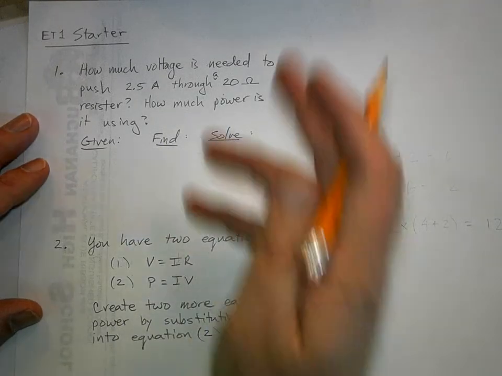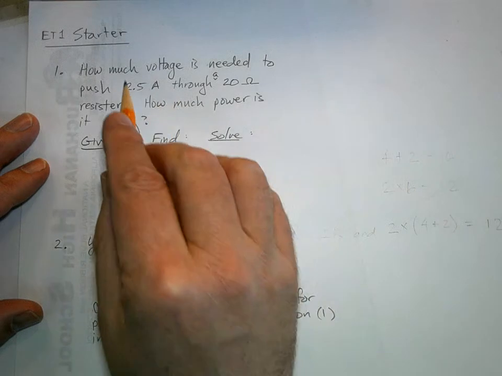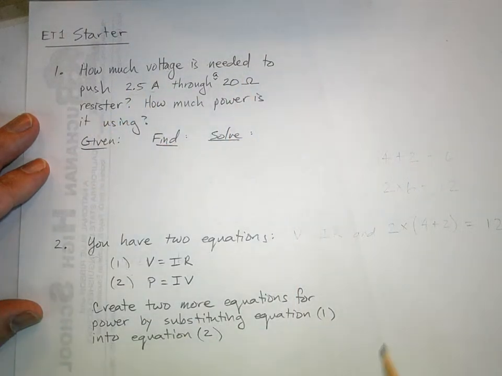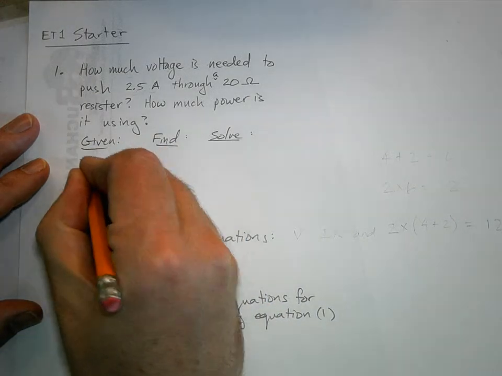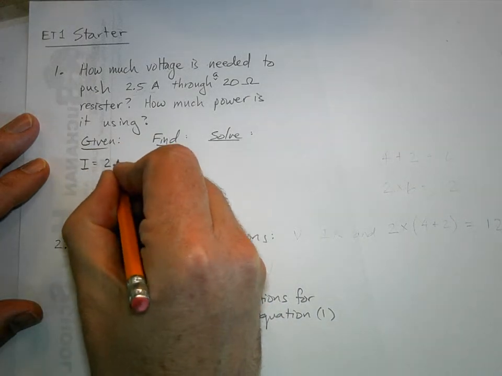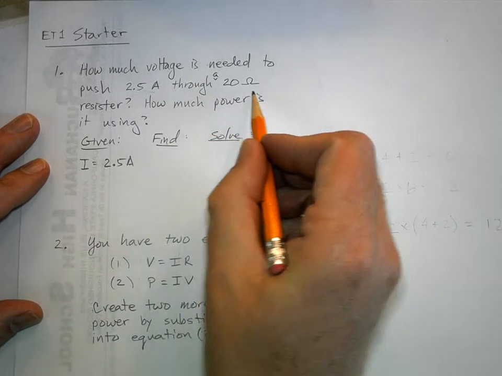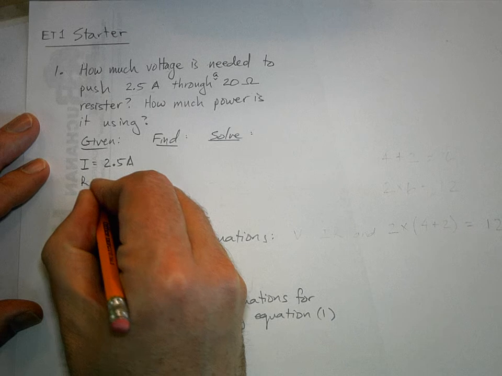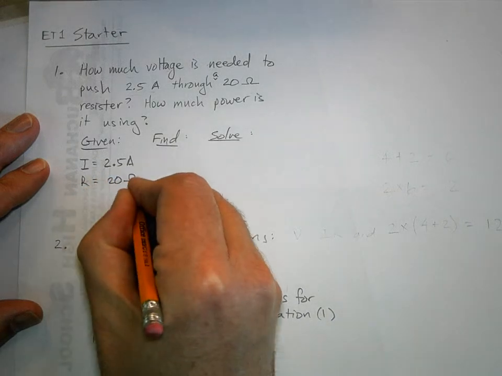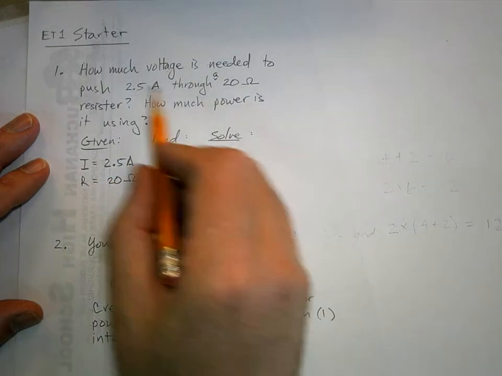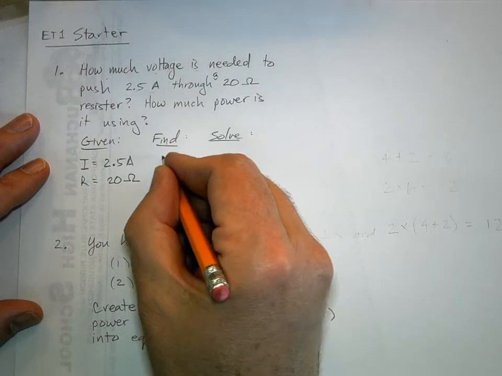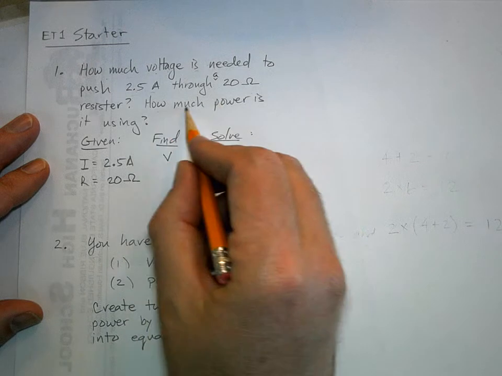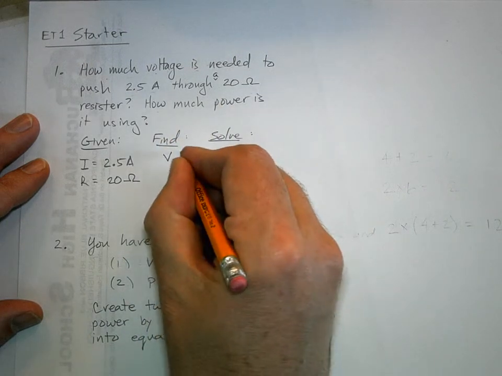Let's figure that out. How much voltage is needed to push 2.5 amps? What is 2.5 amps a measure of? Current. Through a 20 ohm resistor, well, that's obviously resistance. And it's asking for how much voltage is needed, so we're trying to find voltage, and how much power is it using. So voltage and power.